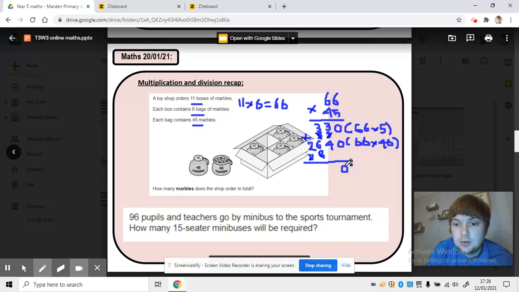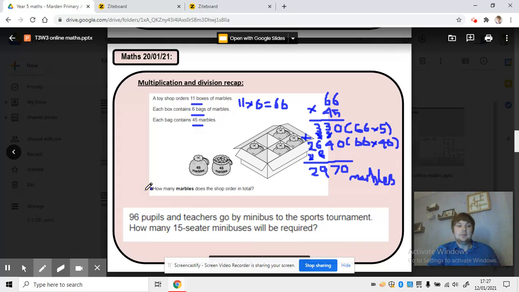And doing so, we do 0 add 0 is 0. 3 add 4 is 7. 3 add 6 is 9. And nothing add 2 is 2. So how many marbles does the shop order in total? Well, that's 2,970 marbles. And we know that by the fact how we've gone and worked this question out.